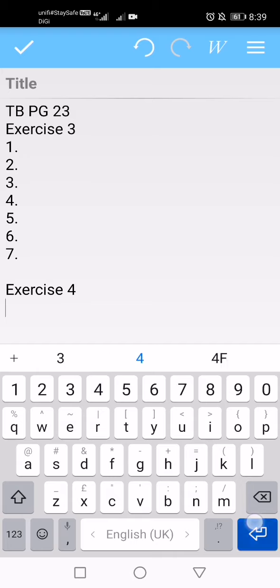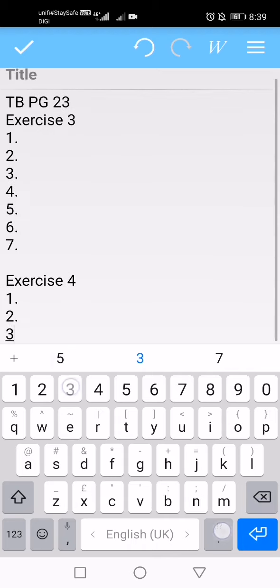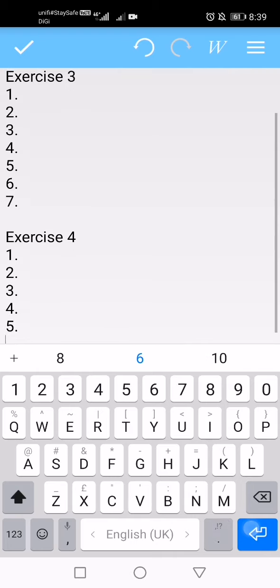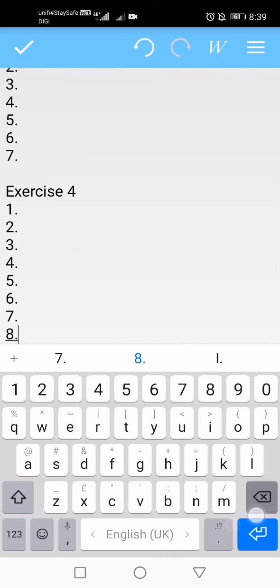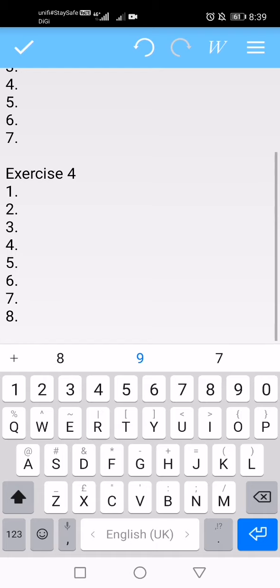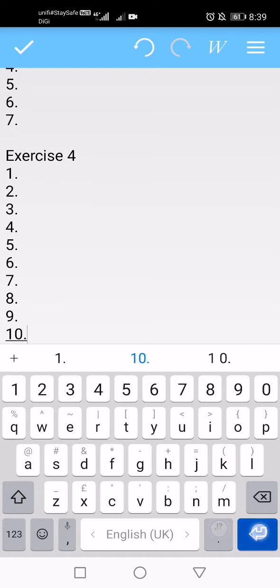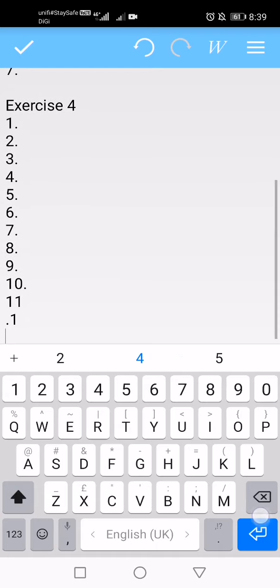Okay, exercise 4 got 18 questions. As usual, I will give you time to do, and then you just use red pen to copy when we mark the answers later. Okay, got 18 right, so please do it until 18.